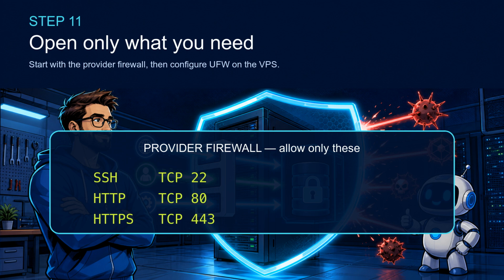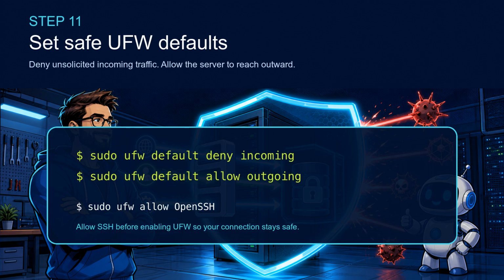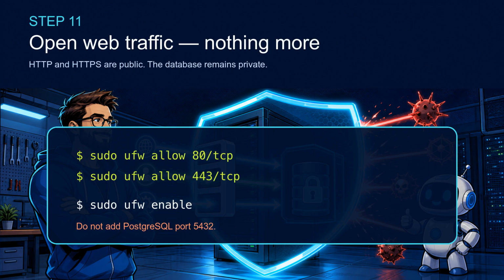First, check your VPS provider's firewall. Allow SSH, HTTP on port 80 and HTTPS on port 443. Then configure UFW on the VPS too. Set the default policy to deny incoming traffic and allow outgoing traffic. Before enabling UFW, allow OpenSSH. That keeps your current SSH connection safe.